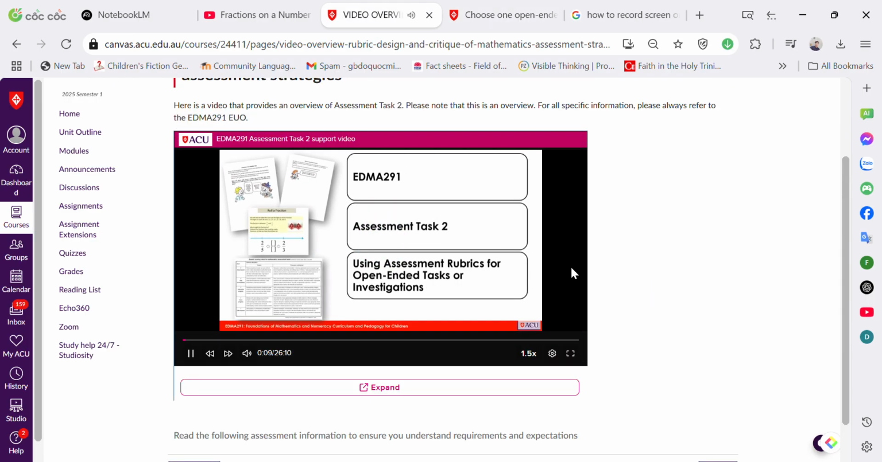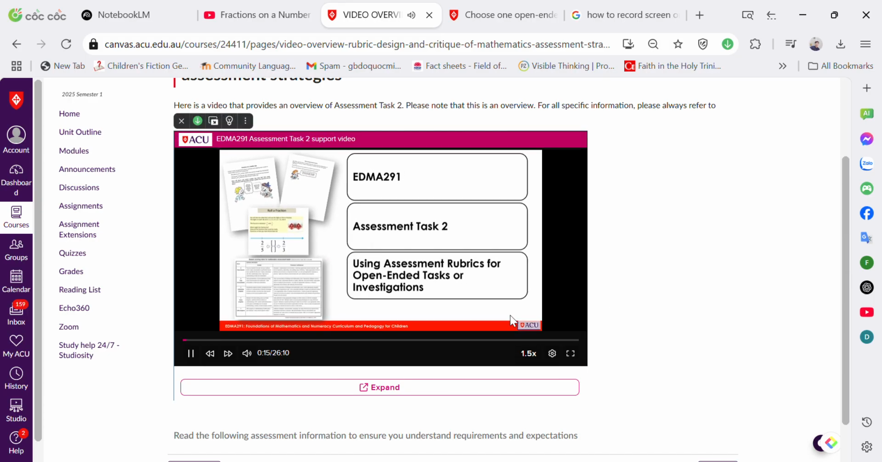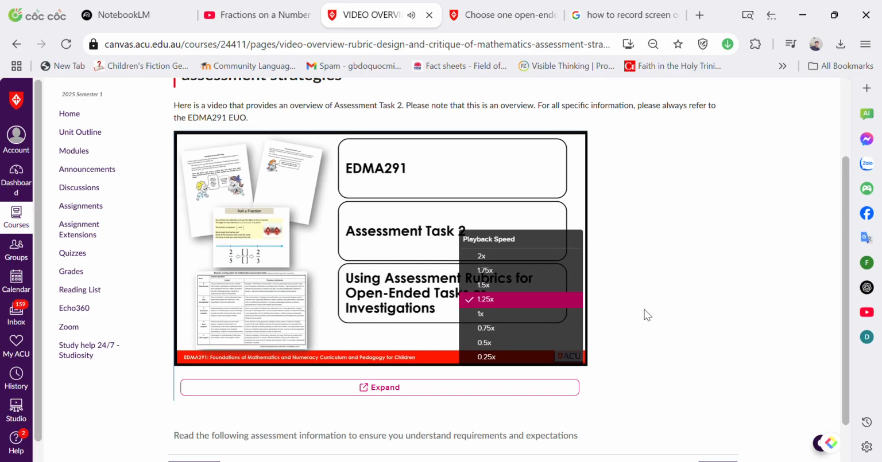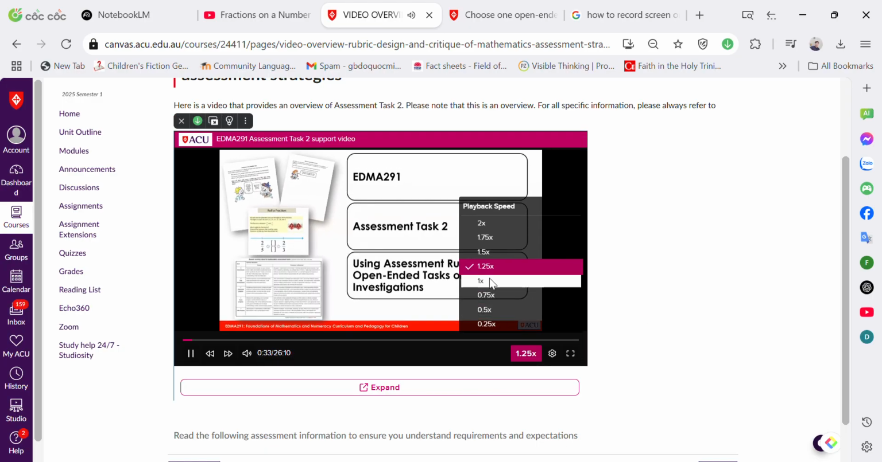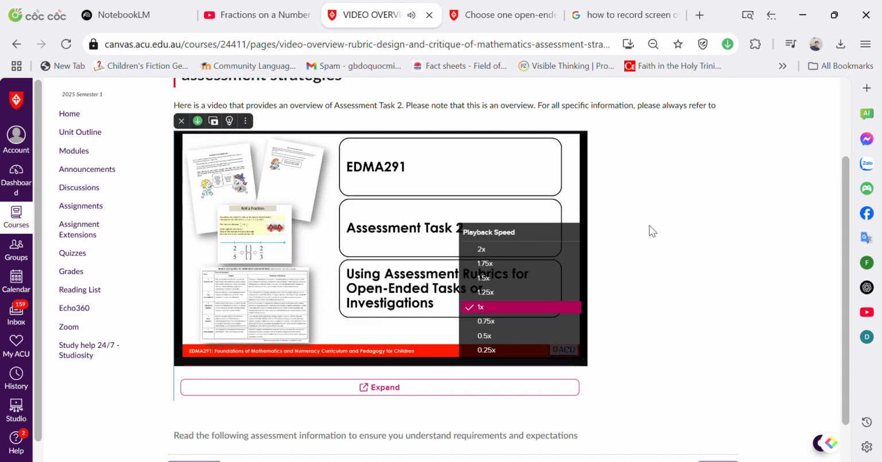you as a way of making sense of this assessment task. So with this particular task, we're looking at assessment rubrics for open-ended tasks that we can use to assess student learning with the use of those assessment tasks or open-ended tasks, and then looking at elaborating and critiquing some assessment strategies, which I'll explain a little bit further in this task. Already you know a little bit about this task because you've read the EDMA 291 unit outline, and so you've got some foregrounded information about that.